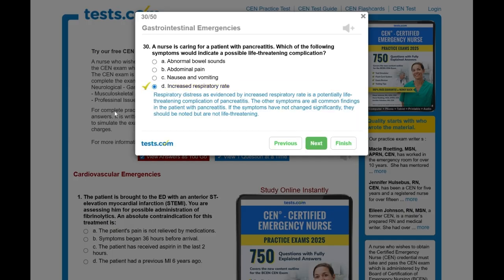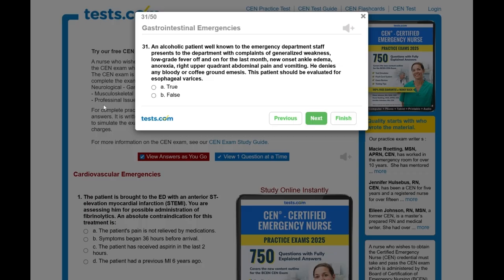D. Increased respiratory rate. Respiratory distress, as evidenced by increased respiratory rate, is a potentially life-threatening complication of pancreatitis. The other symptoms are all common findings in the patient with pancreatitis. If the symptoms have not changed significantly, they should be noted but are not life-threatening.